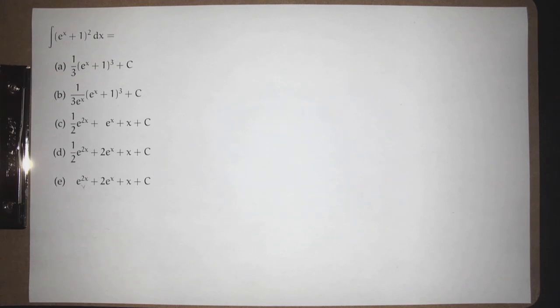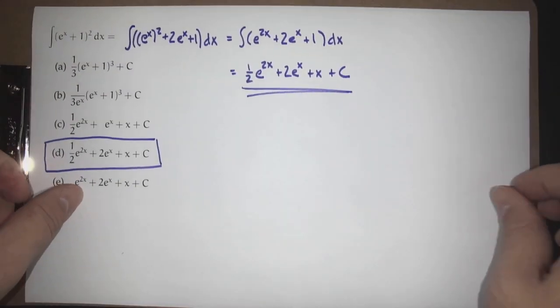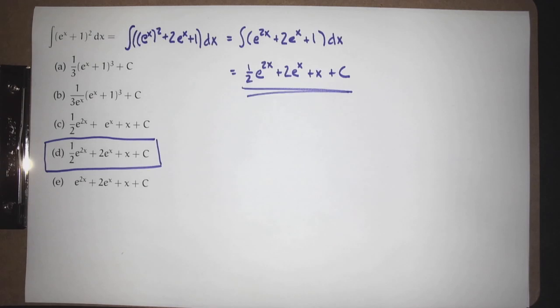Did anybody work it out? D is the right answer. 1/2 e^(2x) + 2e^x + x. You're like, what? Okay, so the thing is, there's basically a rule of thumb.